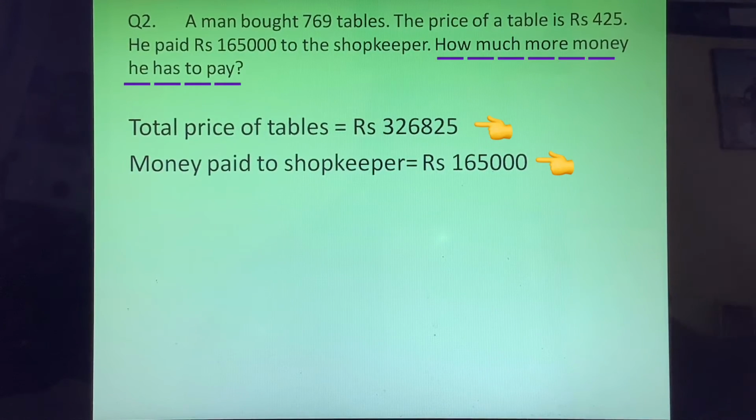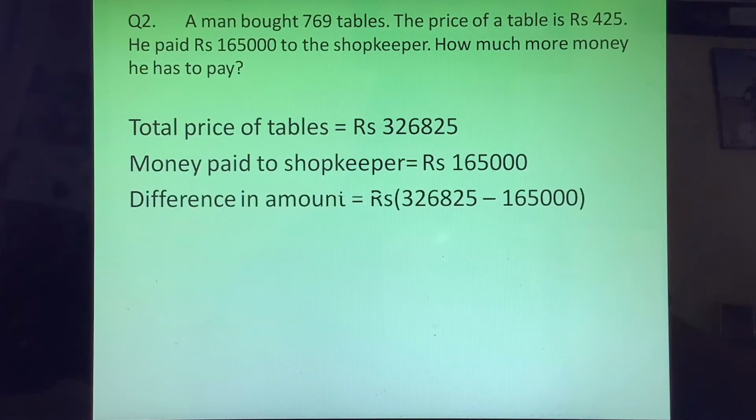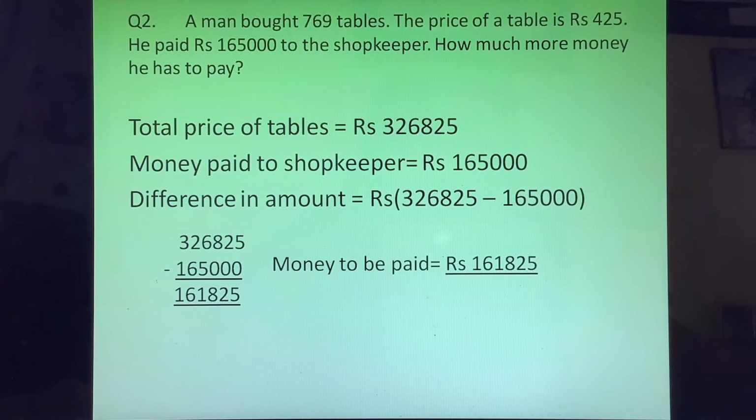165000 is less than the total price of the table. So we will subtract and find the correct answer. Difference in amount is equal to rupees 326,825 minus 165000. We'll subtract, find the answer, and then we'll write money to be paid is equal to rupees 161,825.